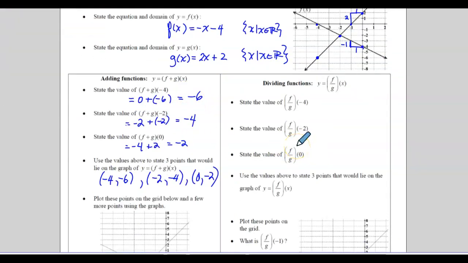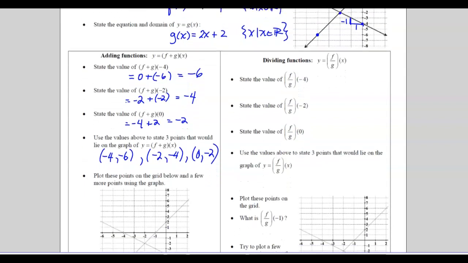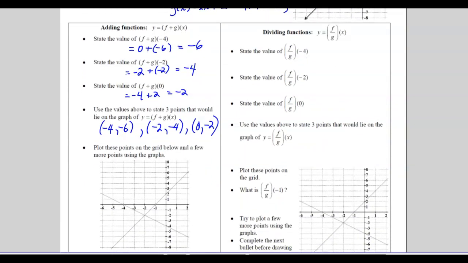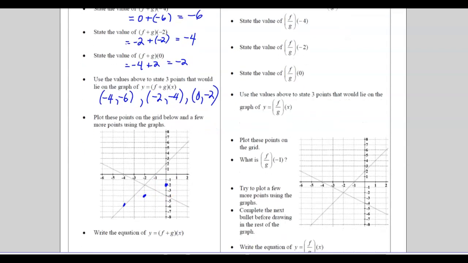Okay, so it says plot these points on the grid below and a few more points using the graph. So, okay, so now we're going back to our points here. This we copied out for you, those 2 lines for f and g. We're going to plot -4, -6, -2, -4, 0, -2. And you'll notice that we get a line, right?